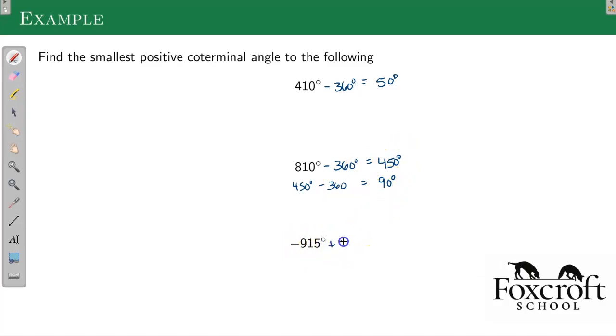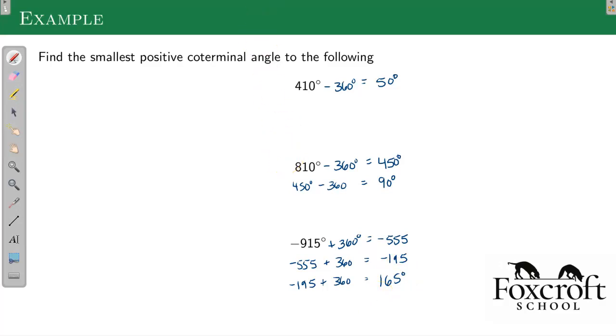For a negative number, I just add it. So I'm going to add 360 degrees this time. I get negative 555. Still negative, so I'm going to do it again. Negative 195. Still negative, so I'll do it again. I get 165. Right, so negative 915, and all of these angles are coterminal, but mainly the last one's the most important one because that would be the one that's related to our first revolution around the circle.